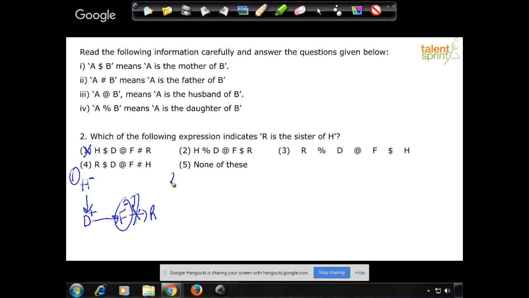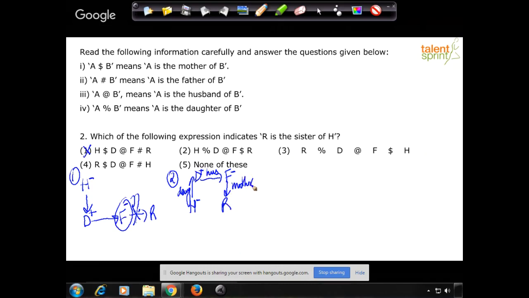Let us try and chalk out the second diagram. The second diagram starts with H percentage D. H percentage D means that H is the daughter of D. So H is a female, she is the daughter of D. Now the next relationship is D at the rate F, which means that D is the husband of F, so D is a male and F becomes female. Here is the relationship of a husband, here is the relationship of a daughter. Then the third part of the expression says F $R. F $R means that F is the mother of R.